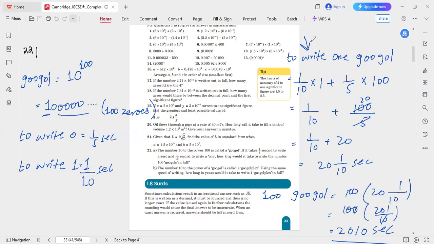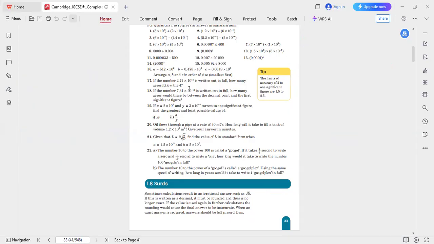Okay, so I hope this exercise is a bit clear. Again, if you have a good grip on standard form, writing numbers in standard form, then this exercise will be really easier for you. I hope the rest of the questions that we left you can practice yourself, and if you still have any problem, then you can ask in the comment section.